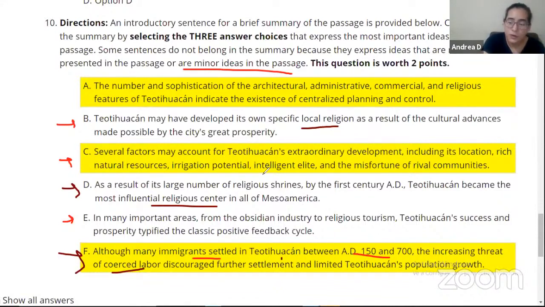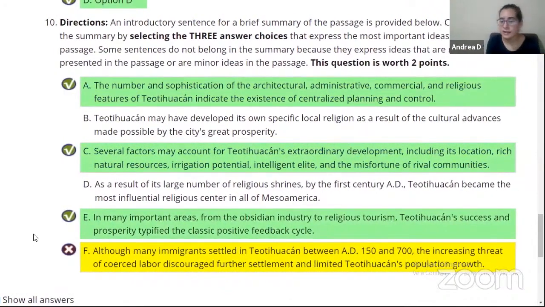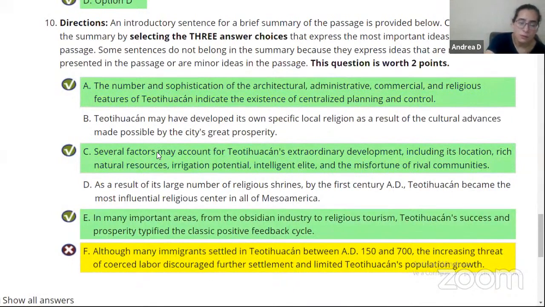Okay, so if you want to know what the answers were, let's try to look at them. It was actually A, C, and E. So you guys were right about C. As you can see, it's something very broad. It's talking about Teotihuacan in general. Several factors may account for Teotihuacan's extraordinary development. Great, Teotihuacan's development. And you have several factors for this, including natural resources, irrigation potential, and so on, including, but not excluding, okay? So they may be more. The thing is that it's about Teotihuacan's development and what influenced that development.